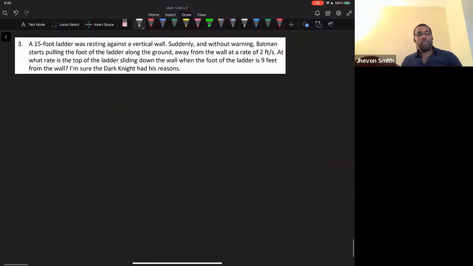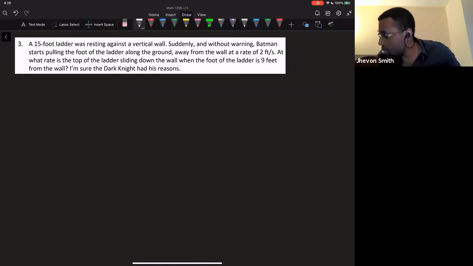Here's a third one. A 15-foot ladder rests against a vertical wall. Suddenly and without warning, Batman starts pulling the foot of the ladder along the ground away from the wall at 2 feet per second. At what rate is the top of the ladder sliding down the wall when the foot of the ladder is 9 feet from the wall?